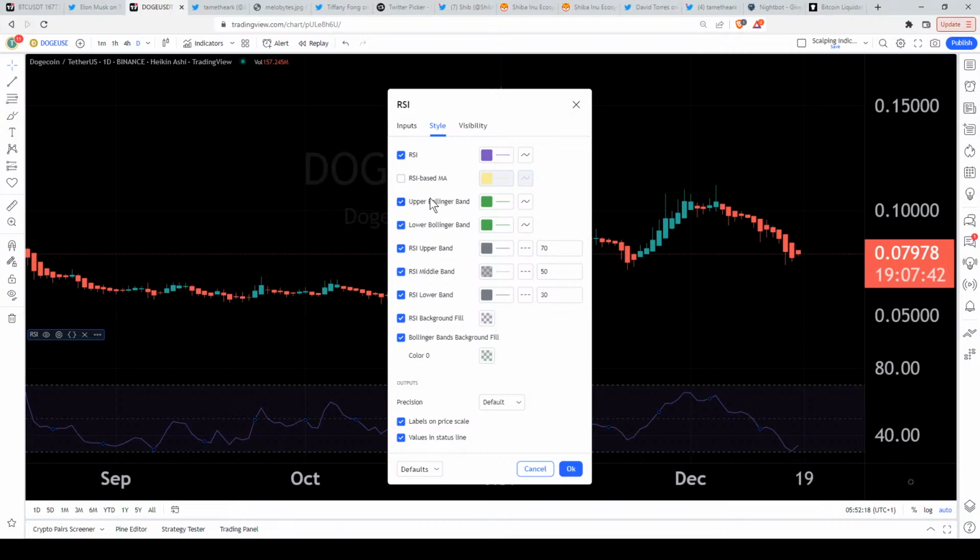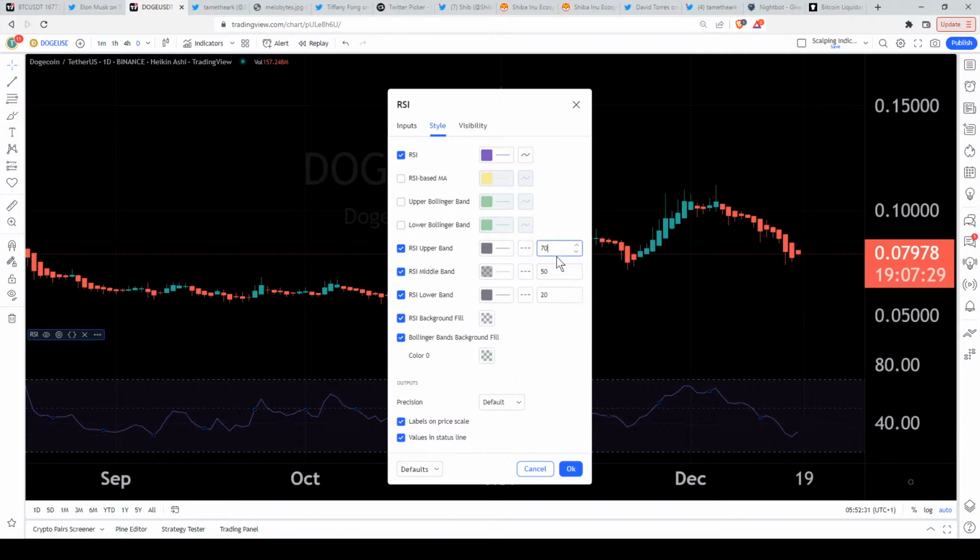I don't want to see my moving average RSI. I'm gonna put my upper band up here, 70, lower band at 30. Might even want to do 20 down here. And we won't need a middle band. For the background, we can keep the default background.